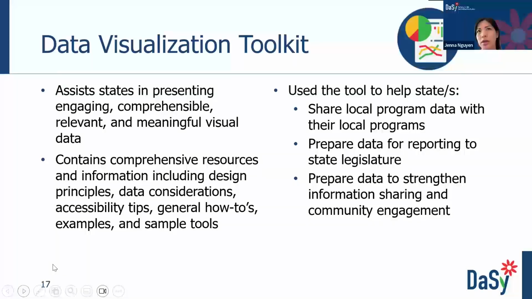States have used the toolkit to share local program data with their local programs. For example, if they were developing a local data profile that includes charts of state aggregated data versus local program data, you can compare and contrast and have those charts side by side. States have also used the tool to prepare data for reporting to the state legislature, and to strengthen information sharing and community engagement. It's really a useful toolkit to help you compile data and then portray it in a meaningful way that tells a certain story that you want to tell. And that way people can make meaning out of the data.